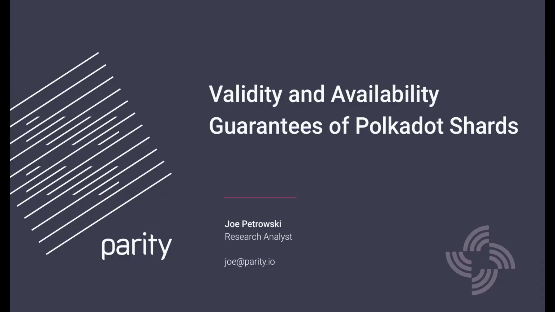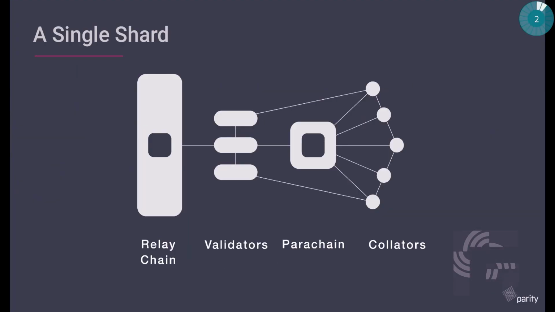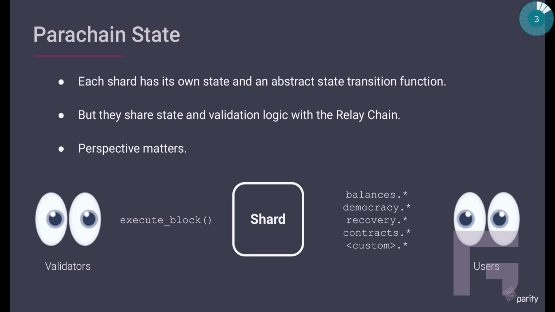So I'm going to talk about validity and availability guarantees of Polkadot shards. Just to get started, we have a single shard here. There's the relay chain, and then we call most of these shards parachains, and then we have these other guys, validators and collators, who are going to take part in making this happen.